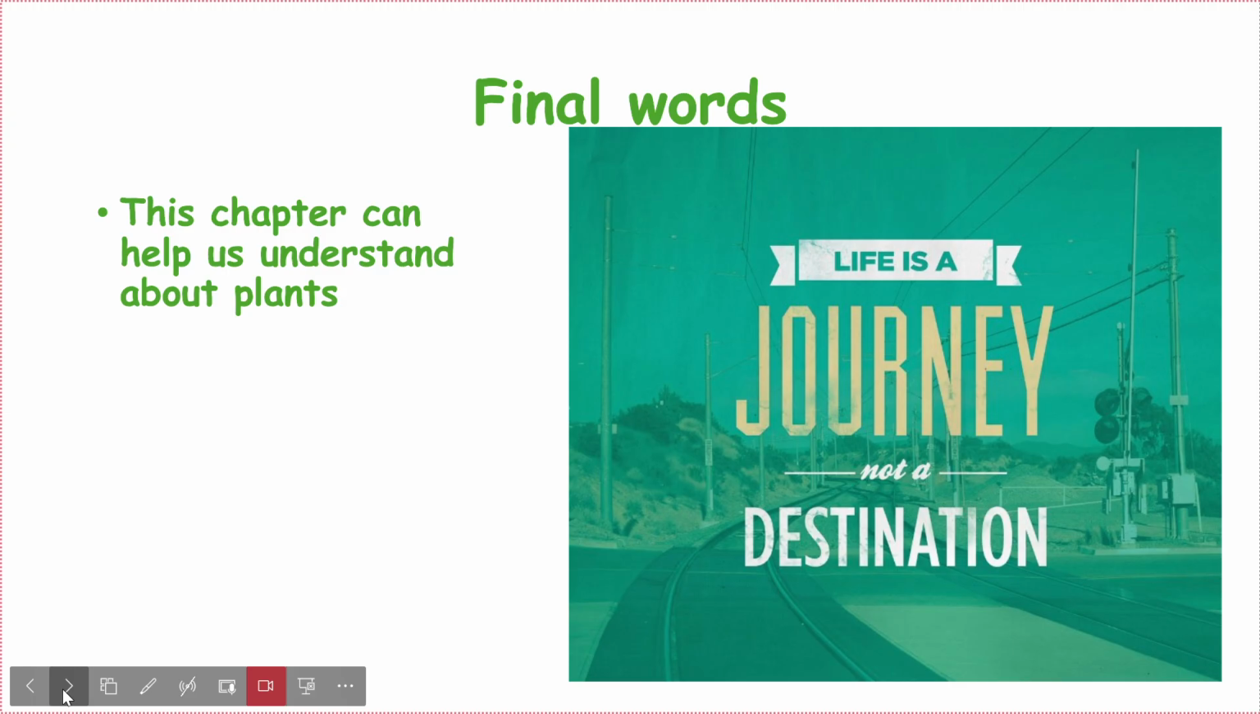Now with this the chapter ends, and the main motive of the chapter is that it can help us understand about reproduction in plants. And today's final words are: life is a journey, not a destination.